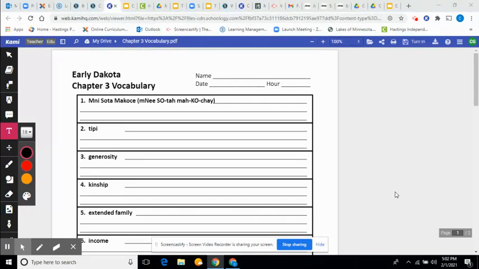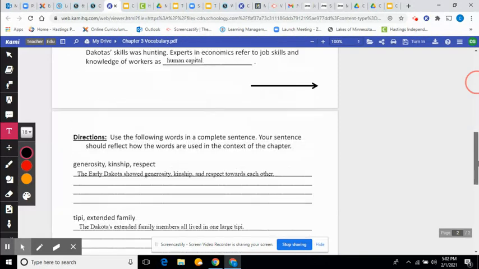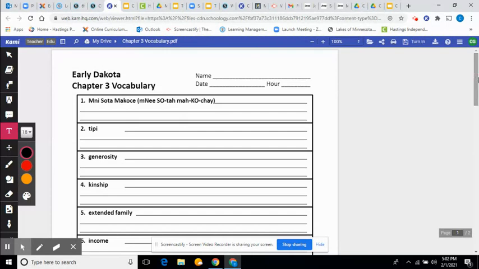All right. Yesterday, one of your learning activities was Chapter 3 vocabulary, specifically on the early Dakota. If you forgot what that learning activity looked like, what I'm showing you right now is page 1, and what you're seeing right now is page 2. What I want to do is make sure that you understand what each of these terms mean, and then go over the fill in the blank questions and provide you with some examples of sentences that I created using those terms in a complete sentence.